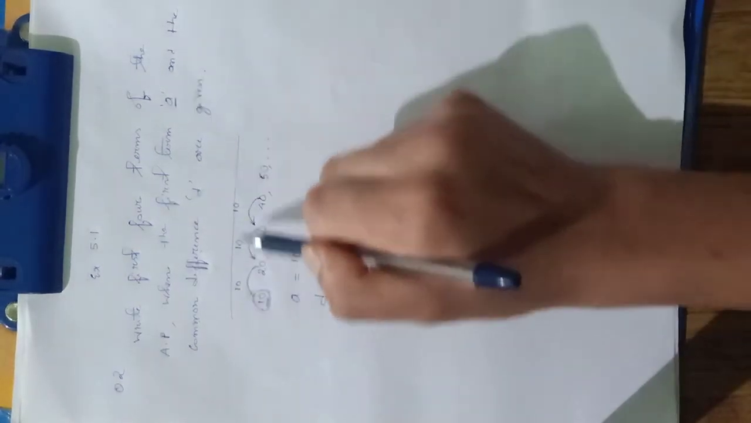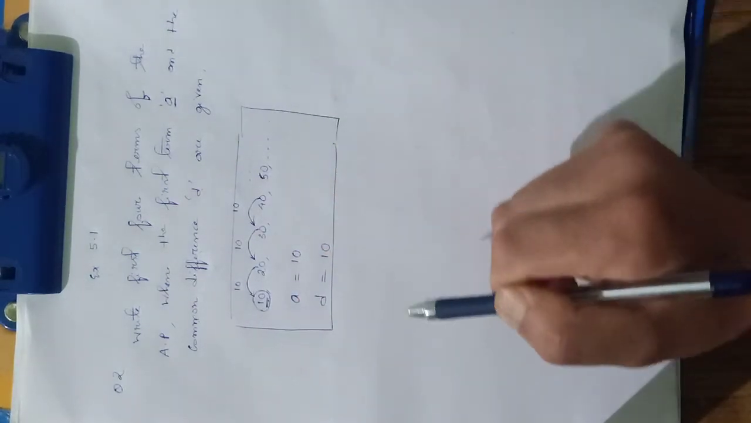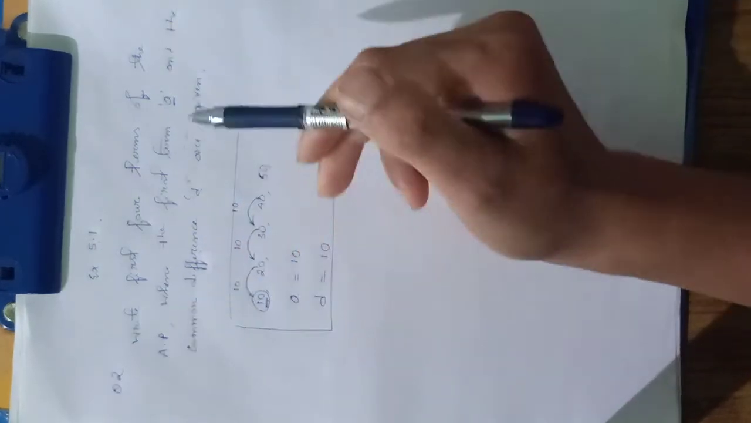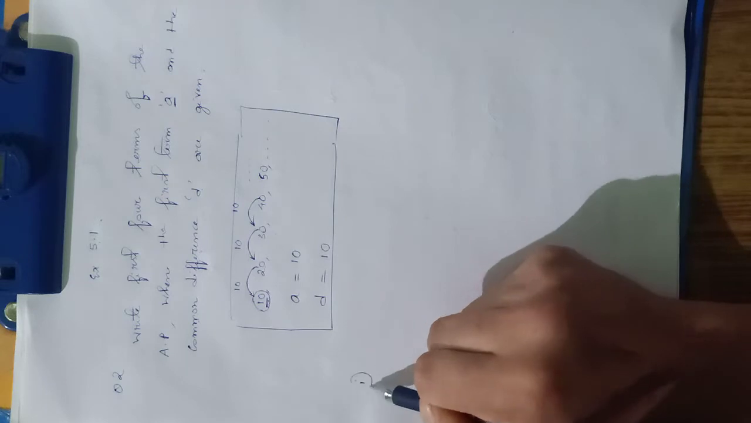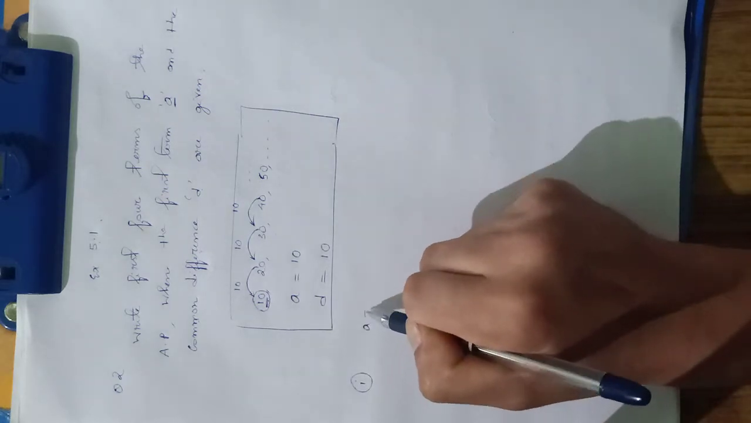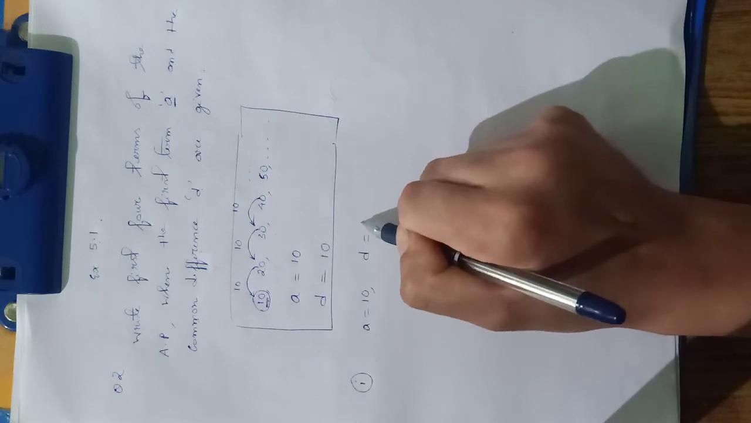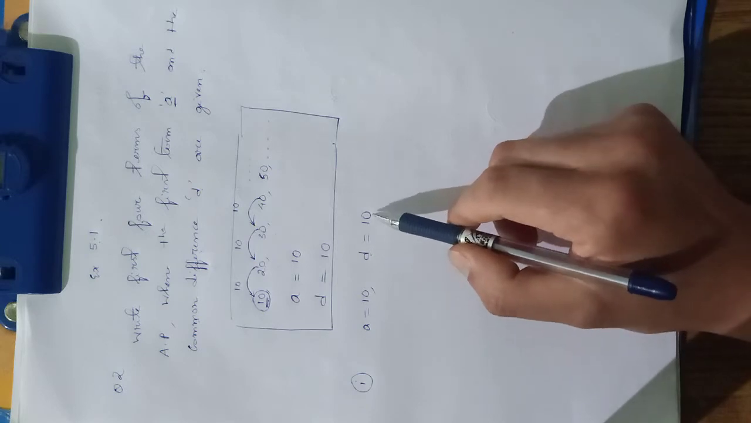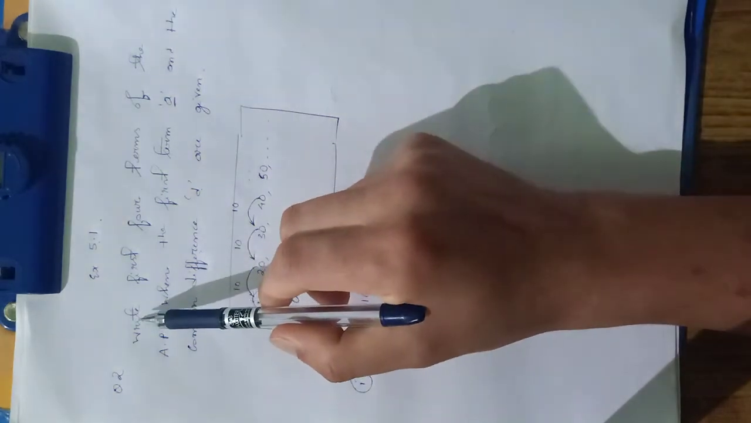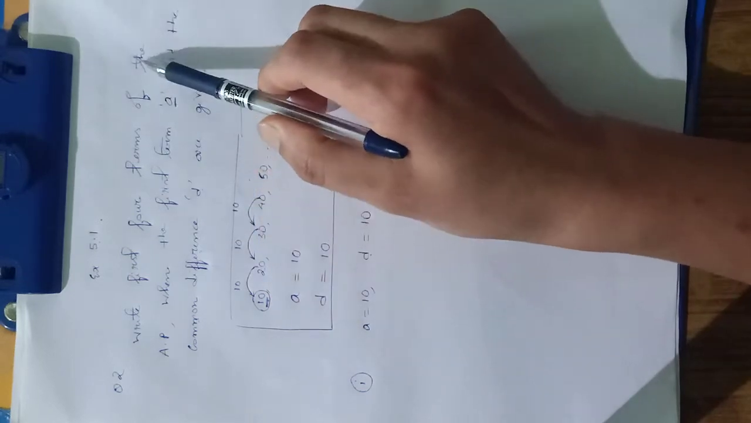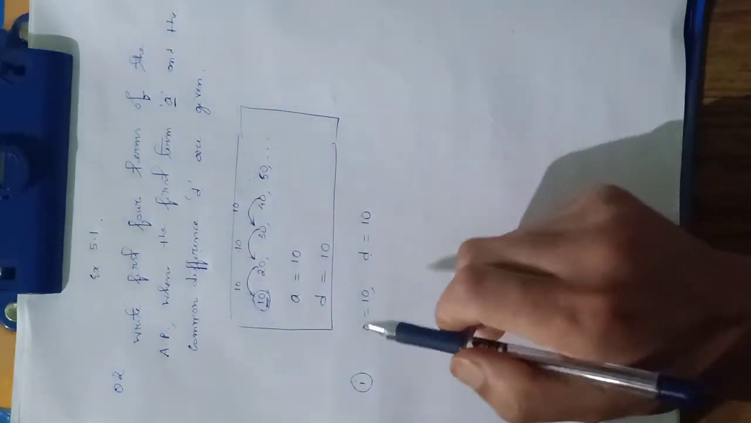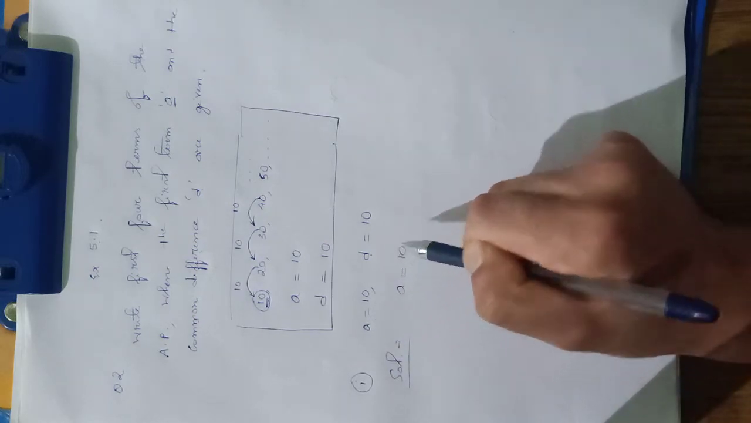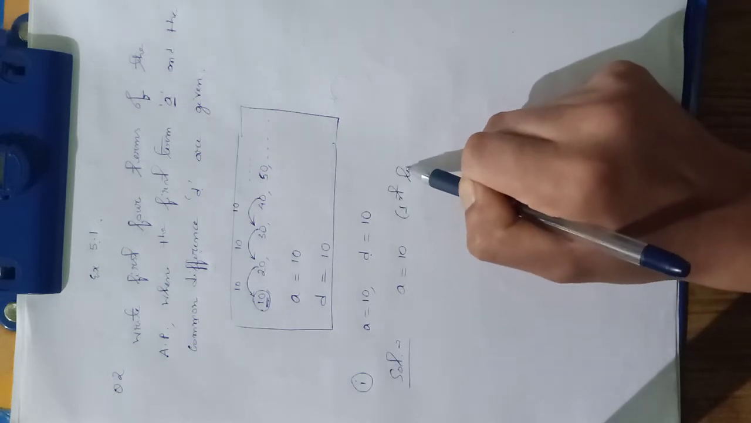Now, from exercise 5.1, question number 2, we'll solve question Roman 1. A is given to be 10 and D is given to be 10. That means the first term of the series is 10, and the common difference is 10. Now we have to write the first 4 terms of the arithmetic progression. So, solution: the first term is given to be 10.